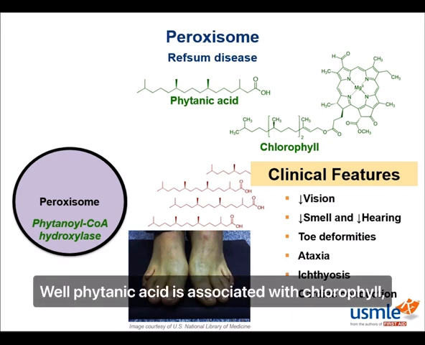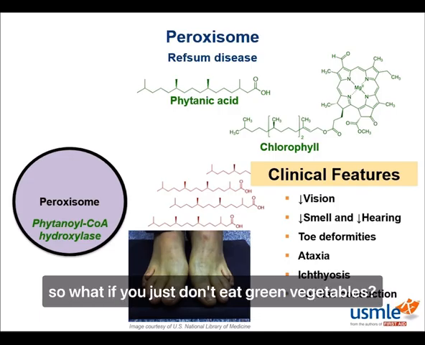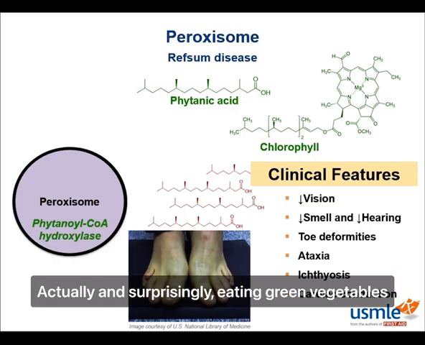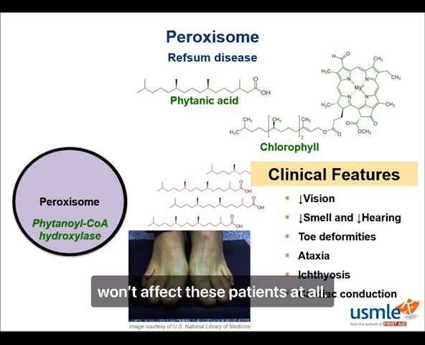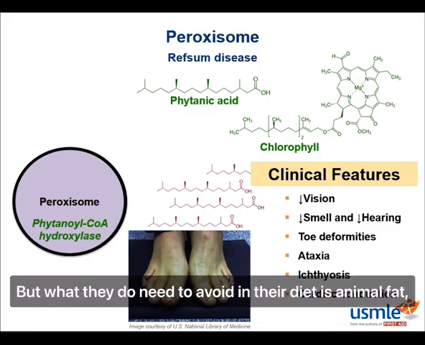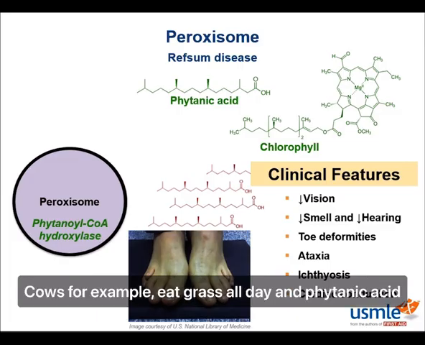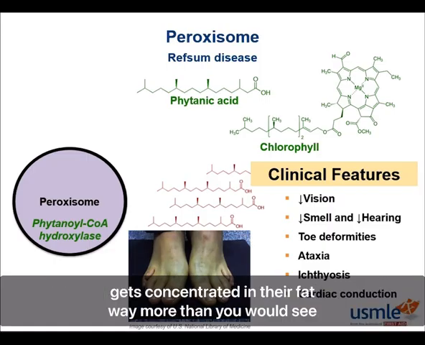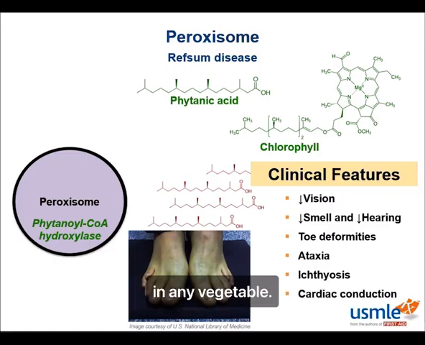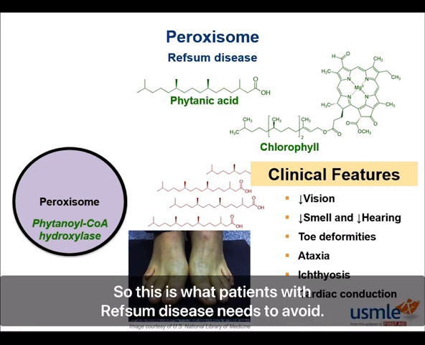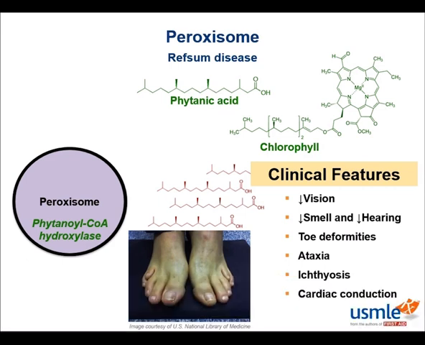Well, phytanic acid is associated with chlorophyll, so what if you just don't eat green vegetables? Actually, and surprisingly, eating green vegetables won't affect these patients at all, but what they do need to avoid in their diet is animal fats, particularly from grazing animals. Cows, for example, eat grass all day, and phytanic acid gets concentrated in their fat way more than you would see in any vegetable. So this is what patients with Refsum disease need to avoid.